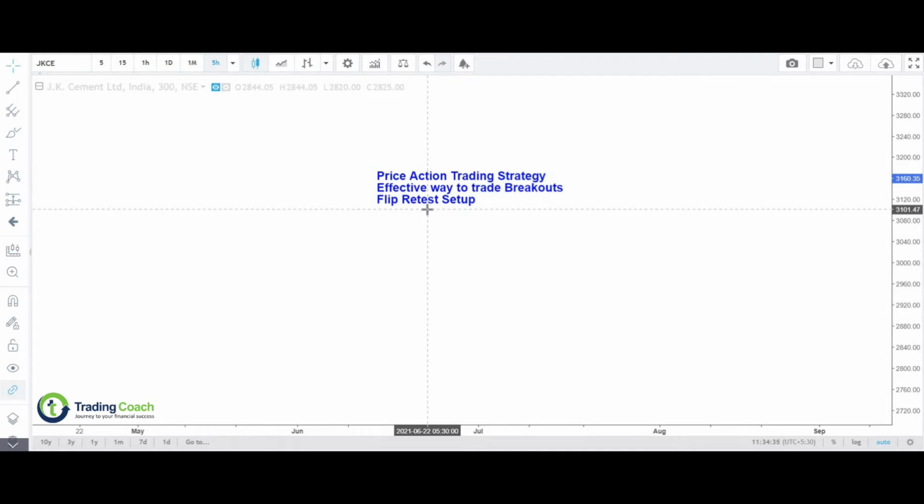At the same time, it will help us to capture some decent moves in the market. We can trade this particular setup on both sides, on the bearish side as well as on the bullish side. So let us see how it actually works.